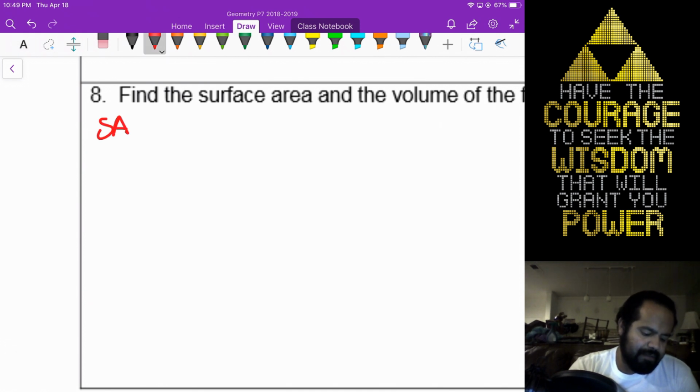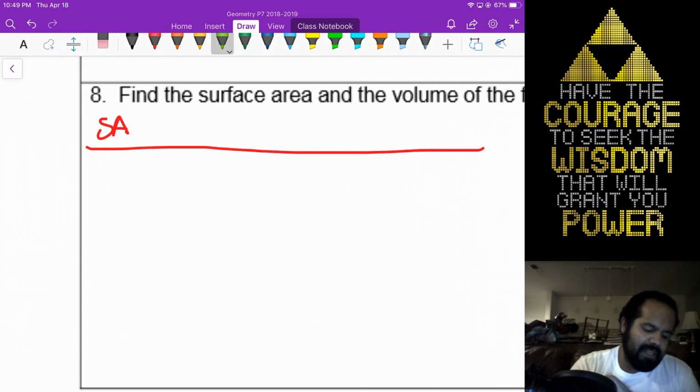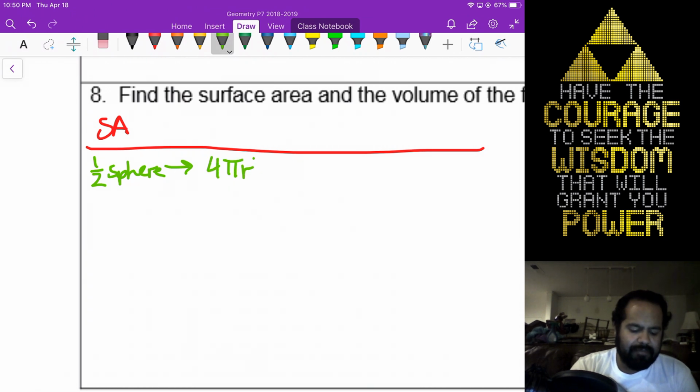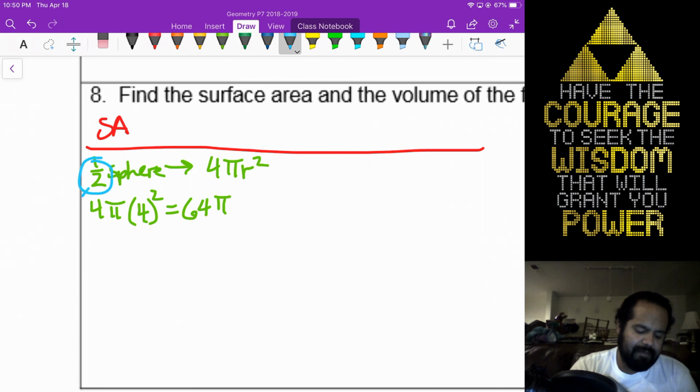So surface area, that's our first category, and then I'll divide it up in a bit. So for my half sphere, remember surface area is going to be 4 pi r squared. So that's going to be 4 pi times 4 squared. So that's 64 pi. But this half, we got to take half of 64 to get 32.